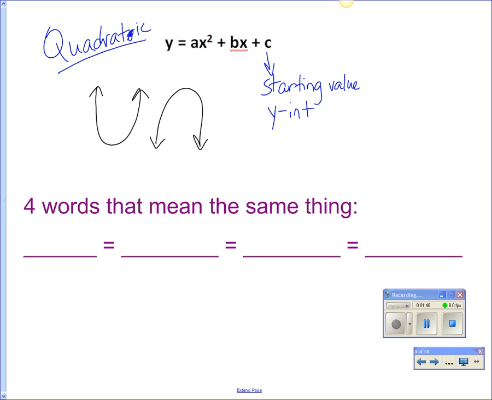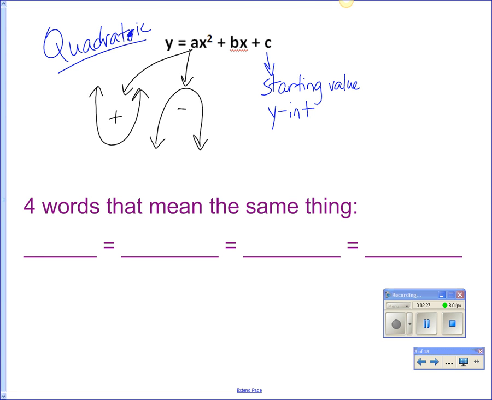And the number with the x squared, if it's positive, it makes it open up. And if it's negative, if A is negative, it makes it go upside down. Okay? So you might want to draw an arrow from the A, because it's the A value, the number in the front with x squared. If A is positive, it opens up. If A is negative, it opens down.